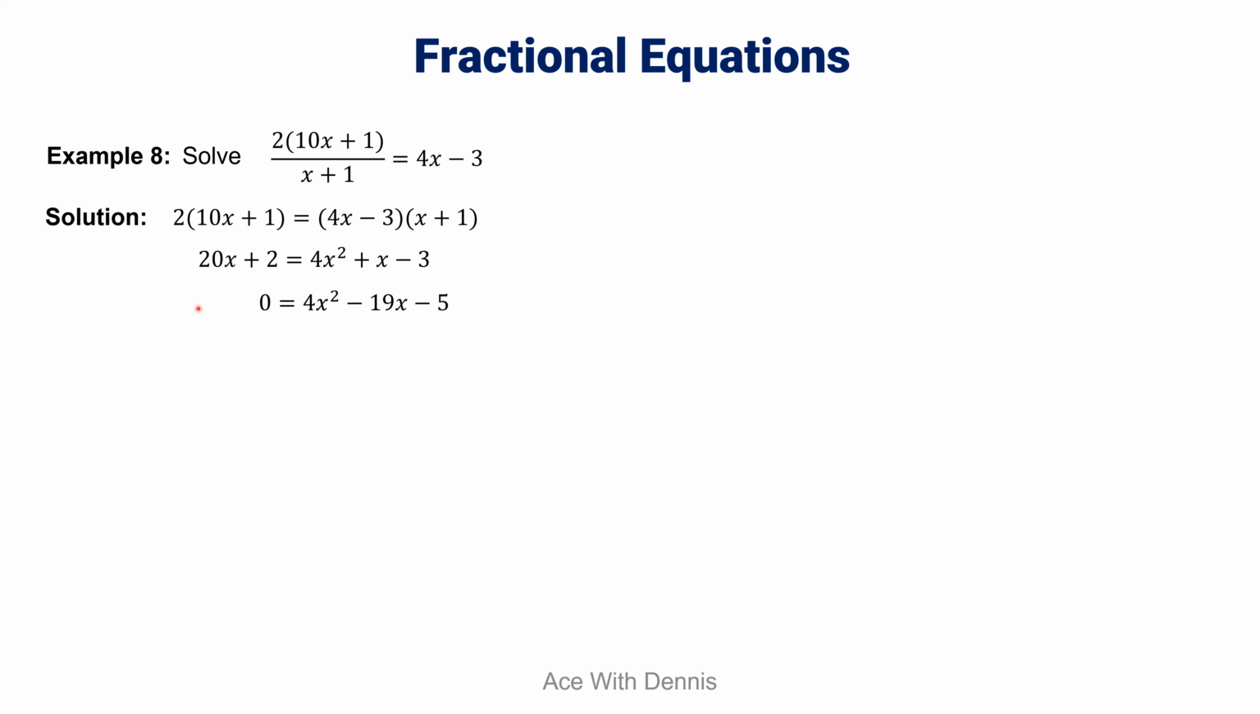Okay, to solve this equation, we have to factorize the quadratic expression, which I will get 0 equals 4x plus 1 times x minus 5. Then from here, I can split it into two equations, 4x plus 1 equal to 0 or x minus 5 equal to 0. So x equals negative 1 quarter or x equals 5. So this will be the solution for example 8.